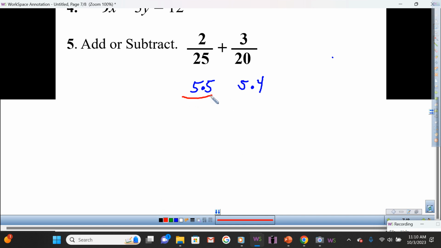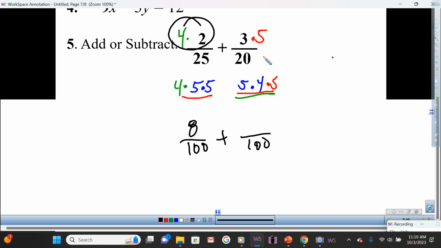Therefore, again, let's go. What does this have that this one needs? An extra 5, so we multiply times 5, top and bottom. That is correct. What does this one have that this one needs? Times 4, top and bottom. So, 5 times 5 is 25 times 4, that's 100. That's our common denominator. So, 4 times 2, 8. 3 times 5, 15. 100 common denominator.